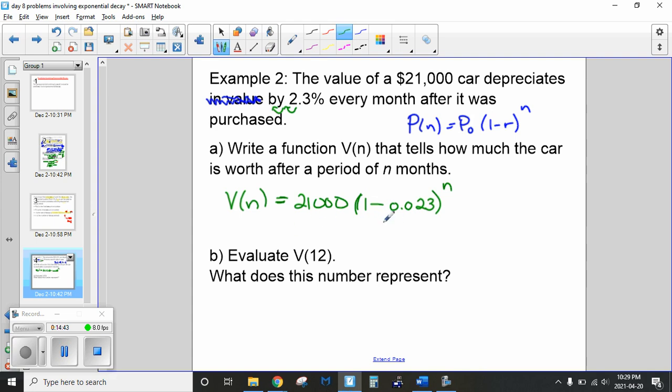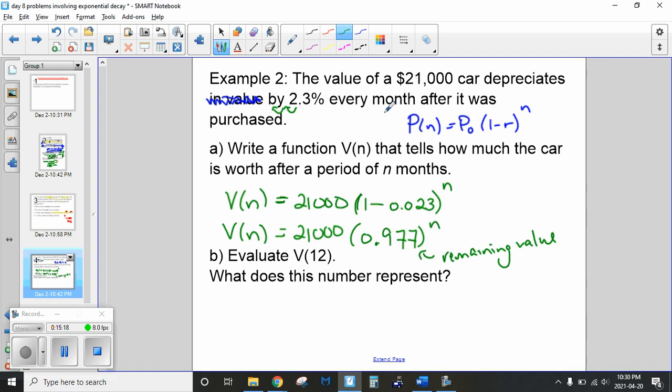And just to tidy this up, we can simplify the bracket. 1 take away 0.023 is 0.977. So the idea here is if you're losing 2.3% every month, you still have the other 97.7% of its value. So this is like what's remaining. And this is the lost value. So those should add up to 100%.